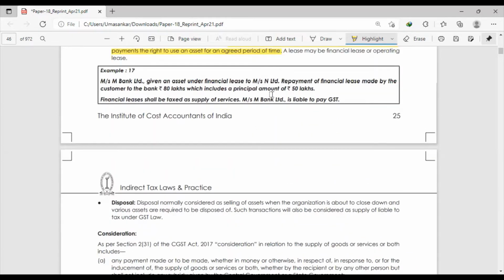MS Bank gave an asset on financial lease to Mr. MS Unlimited, and the repayment of the financial lease made by the customer to the bank is 80 lakhs, which includes the principal amount of 50 lakhs. So financial lease will be taxed as a supply of services and MS Bank is liable to pay GST.